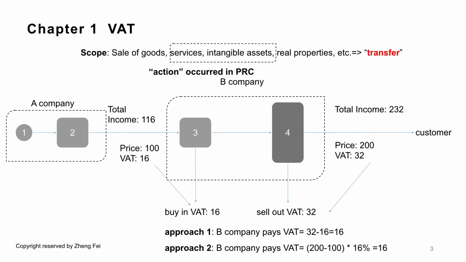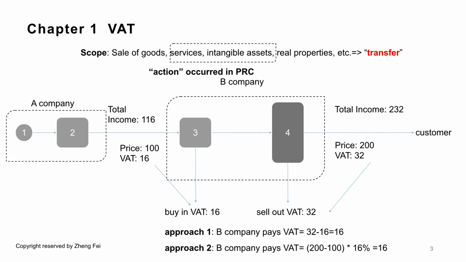The first and the most important one is VAT, Value Added Tax. The scope of VAT includes sale of goods, services, intangible assets, and real properties, etc. Do keep in mind that the target of VAT is the transfer of the goods or services themselves. Moreover, the action shall occur in People's Republic of China as well.